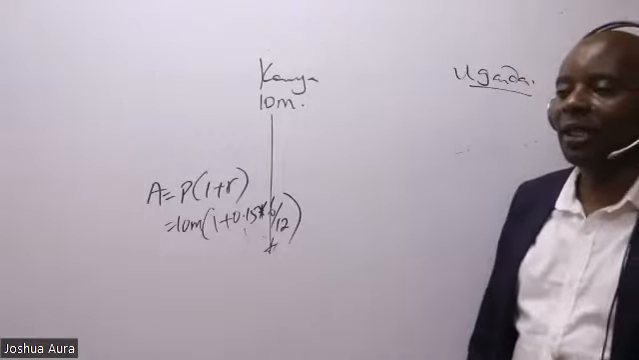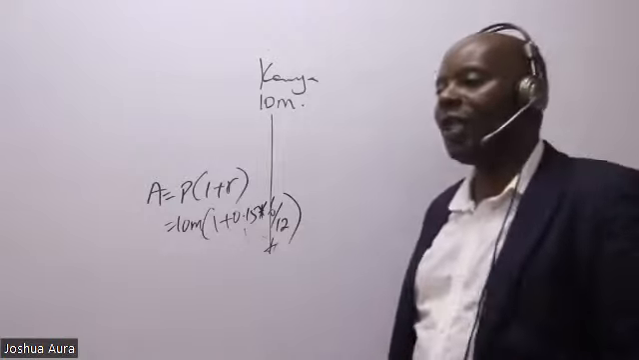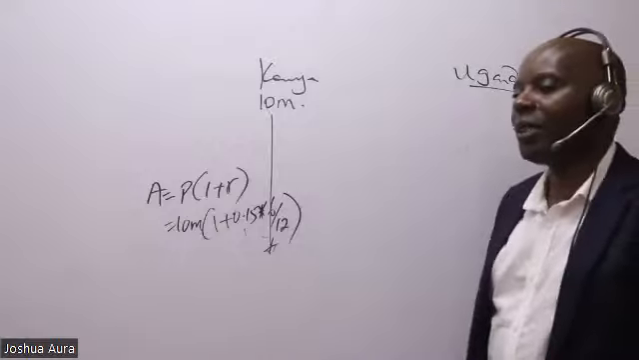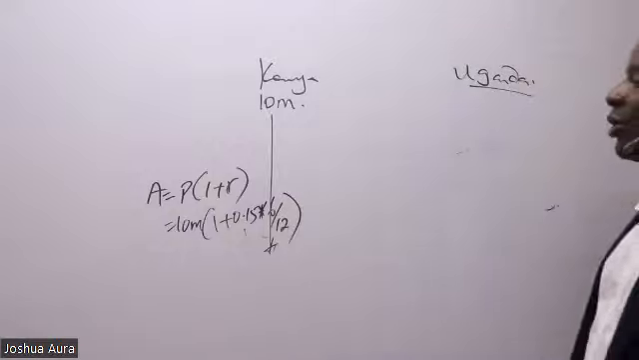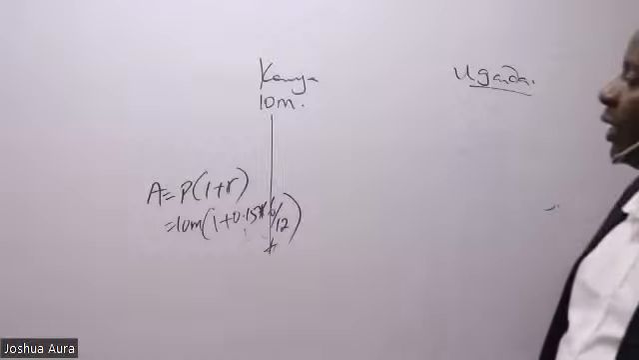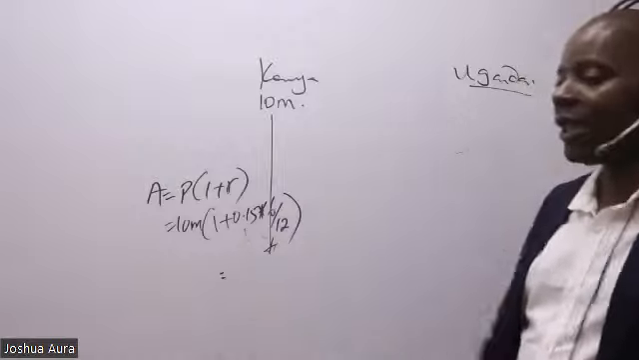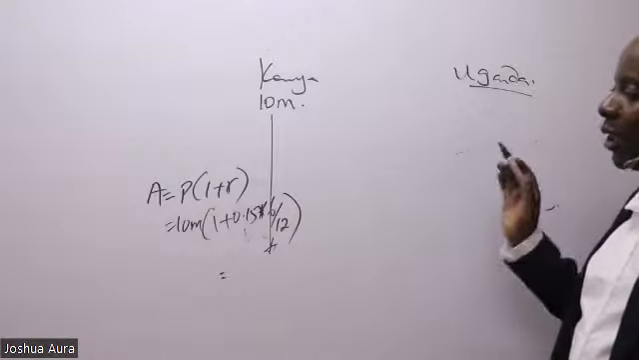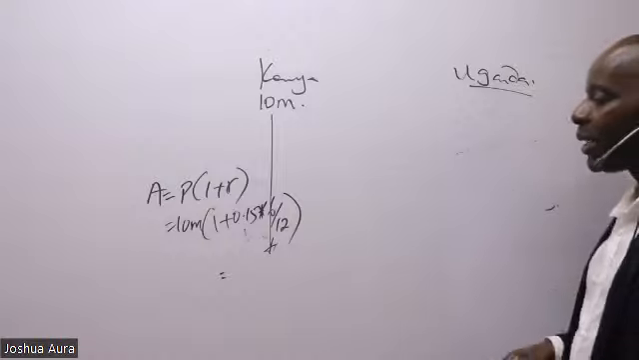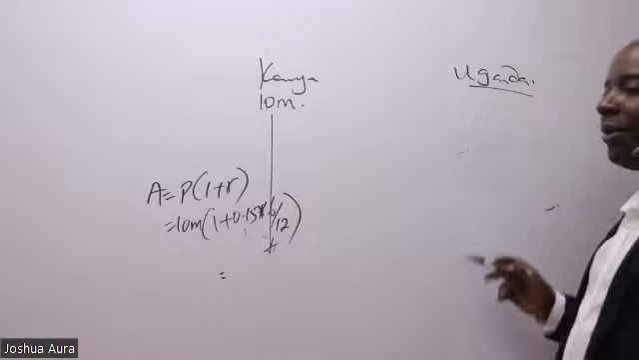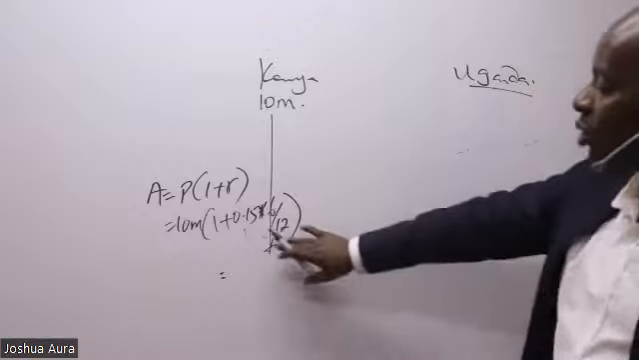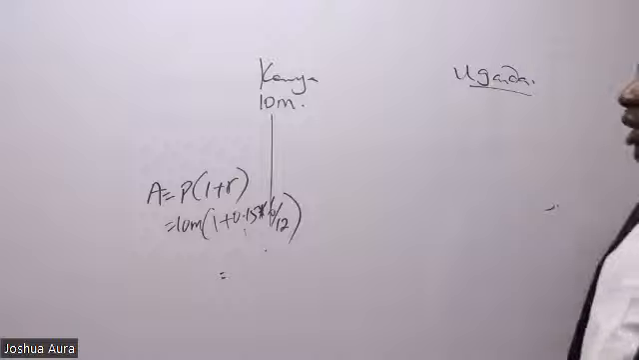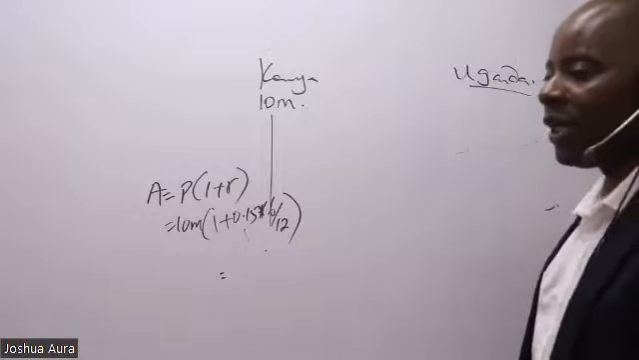For 6 months. So we must prorate the 15%. Can somebody do this proration and give me this amount here? So say 10 million times, in brackets, 1 plus 0.15 times 6 over 12.